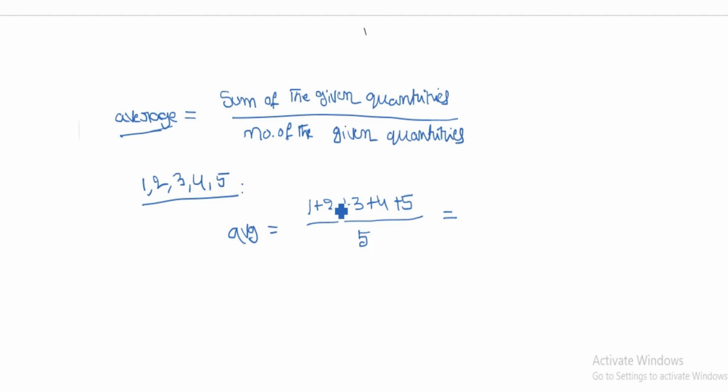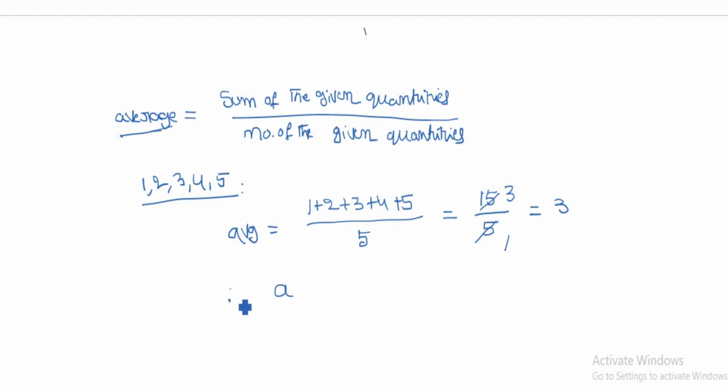1 plus 2 is 3. 3 plus 3 is 6. 6 plus 4 is 10. And 10 plus 5 is 15. So 15 divided by 5. Cancel this. 5 ones are 5, 5 threes are 15. So therefore the answer, the average is 3. Average of the first 5 natural numbers is equal to 3.